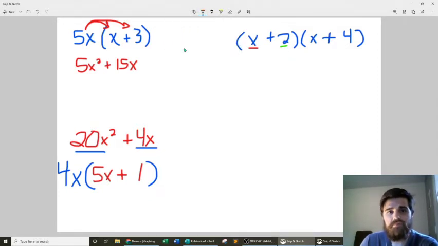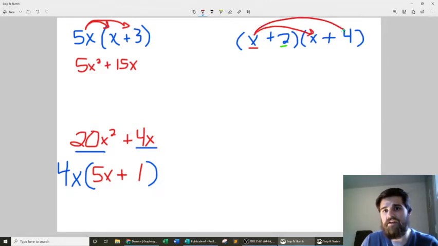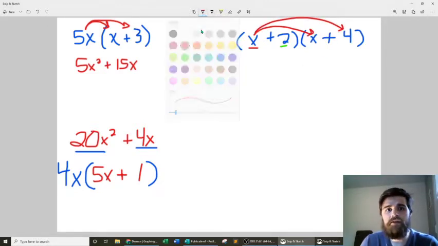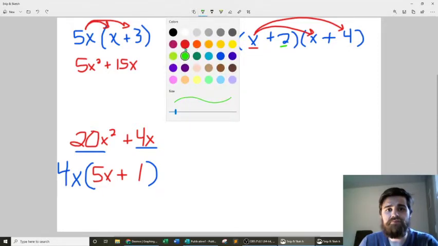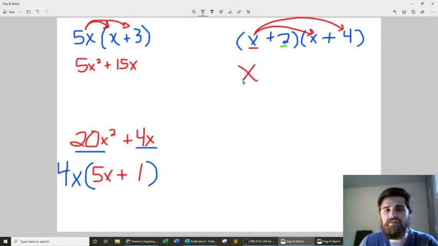So let's distribute our x. We get x times x, and x times 4. We also need to distribute 2 times x and 2 times 4. We'll get to that in a second. So x times x gives us x squared. x times 4 gives us 4x. Now, if we distribute the 2, we have 2 times x and 2 times 4.